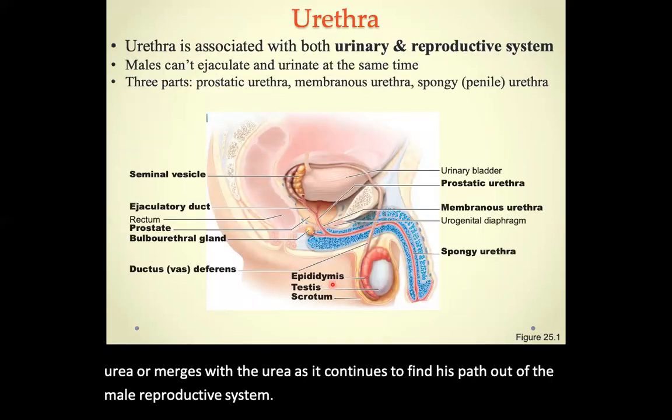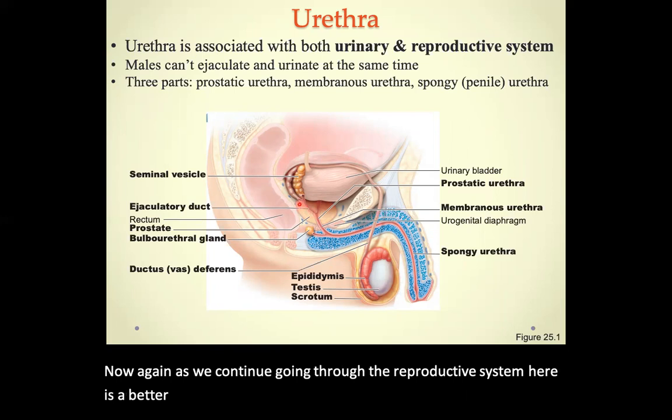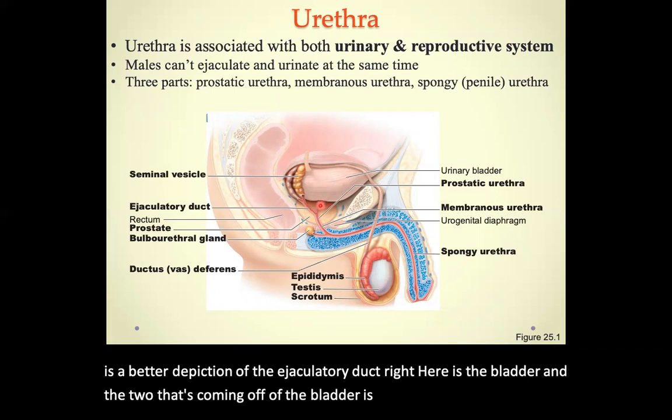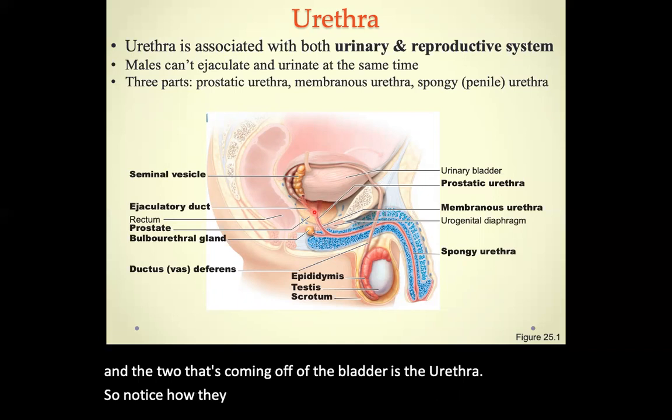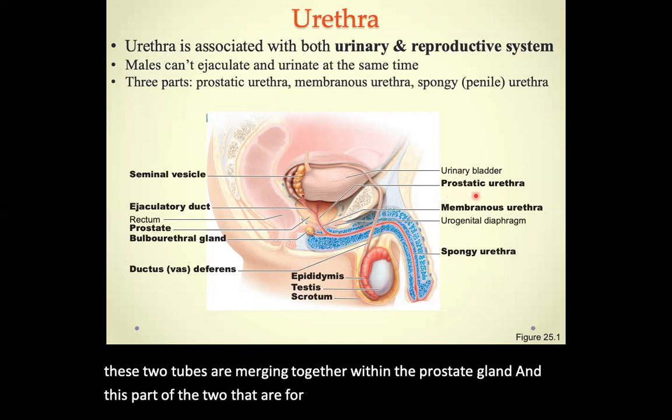Now, again, as we continue going through the reproductive system, here is a better depiction of the ejaculatory duct right here. Here is the bladder, and the tube that's coming off of the bladder is the urethra. So notice how the urethra is merging with the ejaculatory duct. So these two tubes are merging together within the prostate gland, and this part of the tube therefore receives the name prostatic urethra.